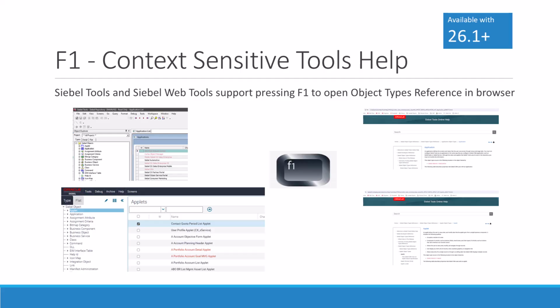What's changed in recent Siebel releases is that both Siebel Tools and Siebel Web Tools support F1 and navigate to the proper page of the HTML version of the Siebel Tools documentation for the currently active object type, either from your local disk or from your Siebel external application container.